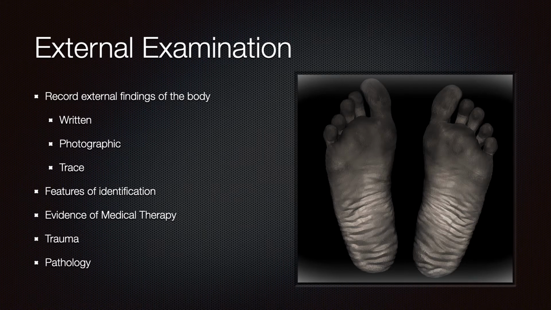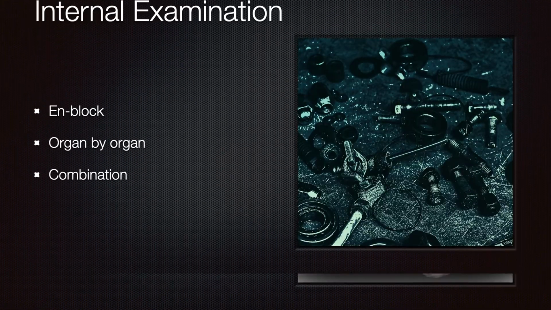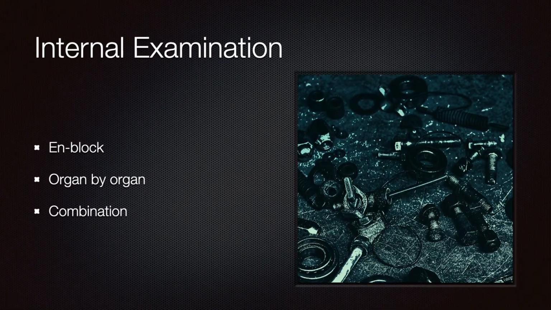During this stage of the exam, usually the vitreous humor and peripheral blood are collected from the femoral vein in order to use these in toxicology studies and post-mortem chemistry examinations. Then we're going to start the dissection, and there's several ways that you can do the dissection, the internal examination.